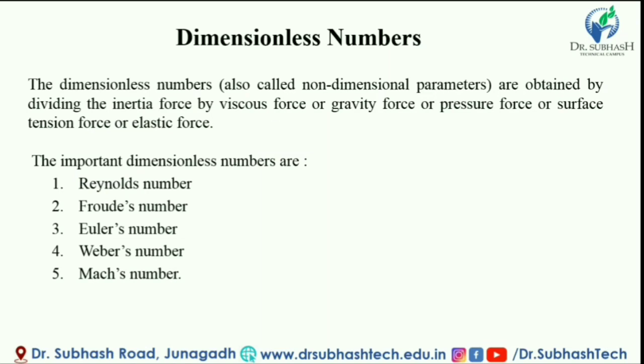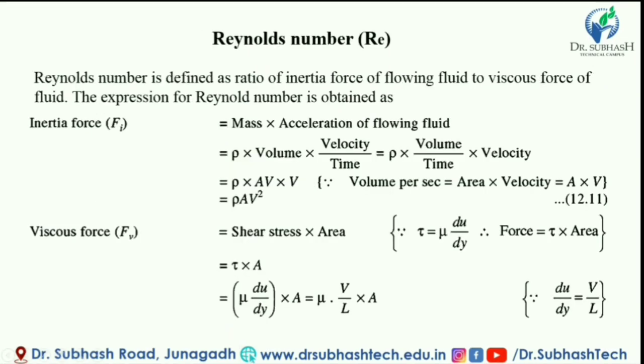The important dimensionless numbers, which are very important for model analysis, are given below. There are five. First one is the Reynolds number. Second one is the Froude number. Third one is the Euler number. Fourth one is the Weber number. And fifth is the Mach number. Okay, so let's see all the details and mathematical equations of these numbers. Let's start with the Reynolds number.